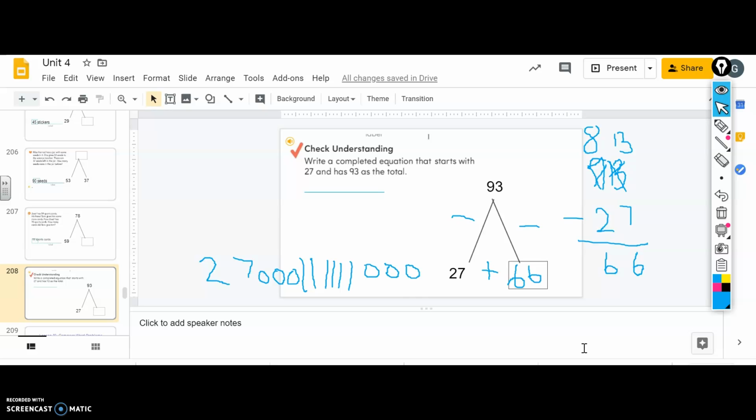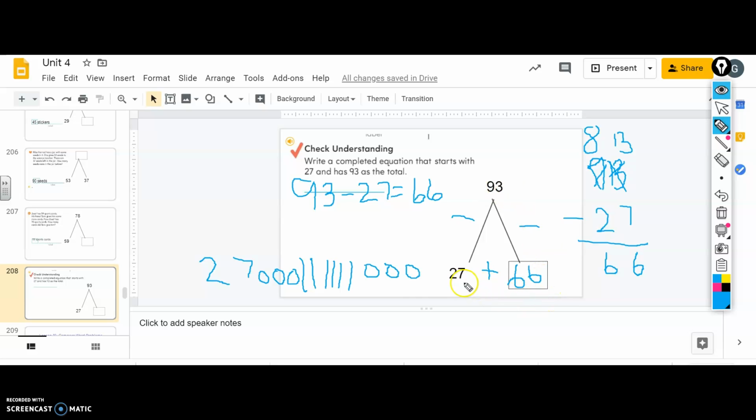Now I need to write an equation with this. Remember, with each math mountain we can get 8 different equations, where our total is at the beginning or our total is at the end. So you're going to pick one way. I'm going to write one way, and then I want you to come up with a different way than I came up with. I'm going to do 93 minus 27 equals 66. So I went this way on my math mountain. 93 minus 27 equals 66.